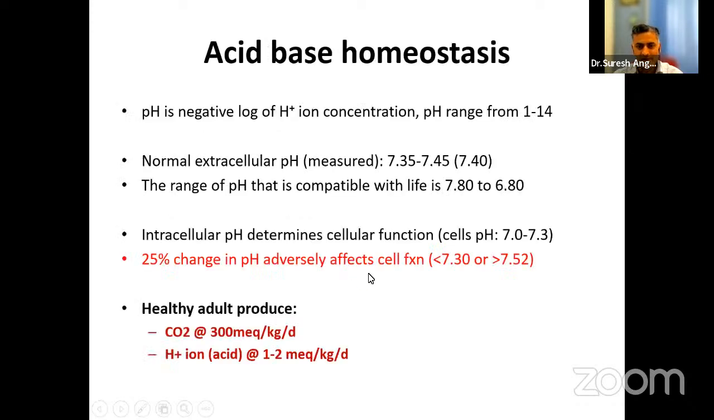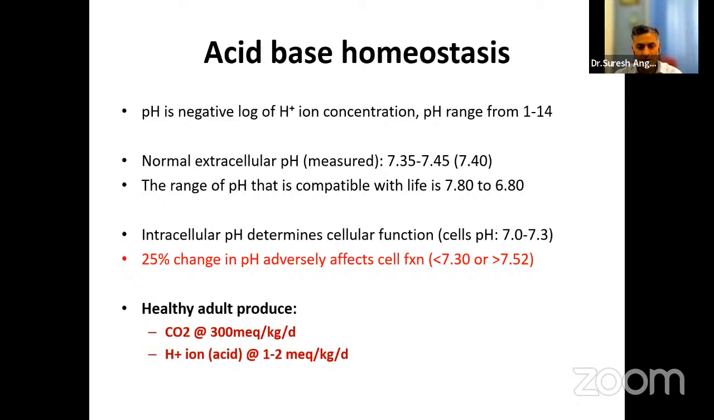So as we know, pH is the negative log of hydrogen ion concentration, and pH ranges from 1 to 14. This is the scale of pH, and normal extracellular pH is from 7.35 to 7.45. The range of pH that is compatible with life is very broad, 6.80 to 7.80. But it is the intracellular pH which determines cellular function, and intracellular pH is a bit lower than extracellular pH. The range is 7.0 to 7.3. Even a 25% change in pH adversely affects cellular function. So if pH is less than 7.3 or more than 7.52, then there is some abnormality in cellular function.